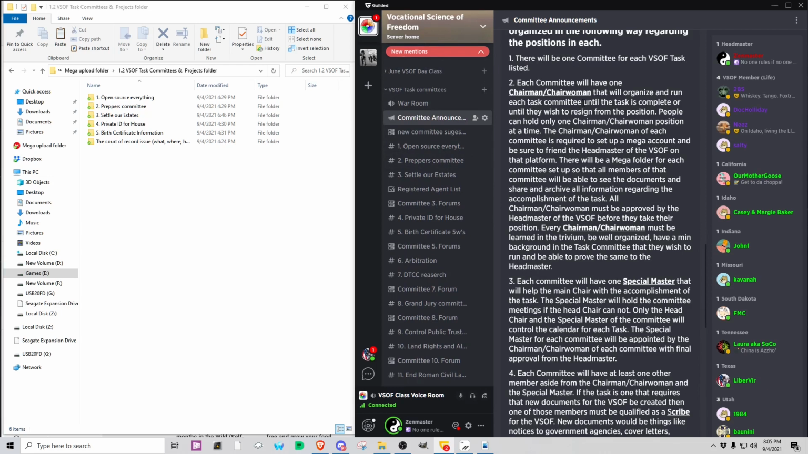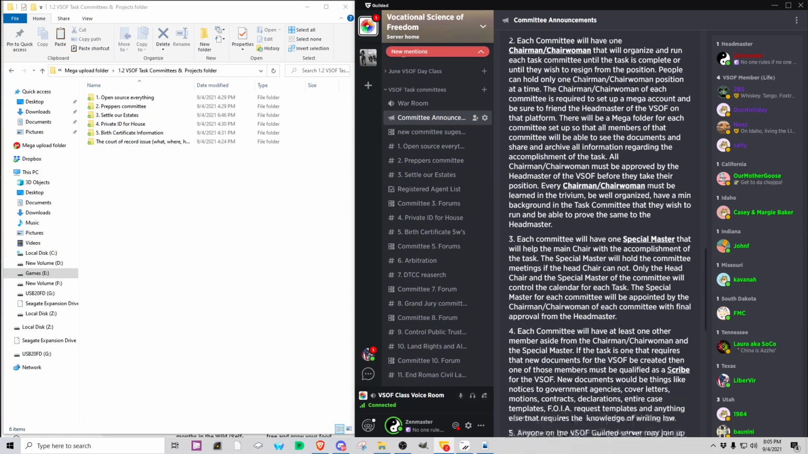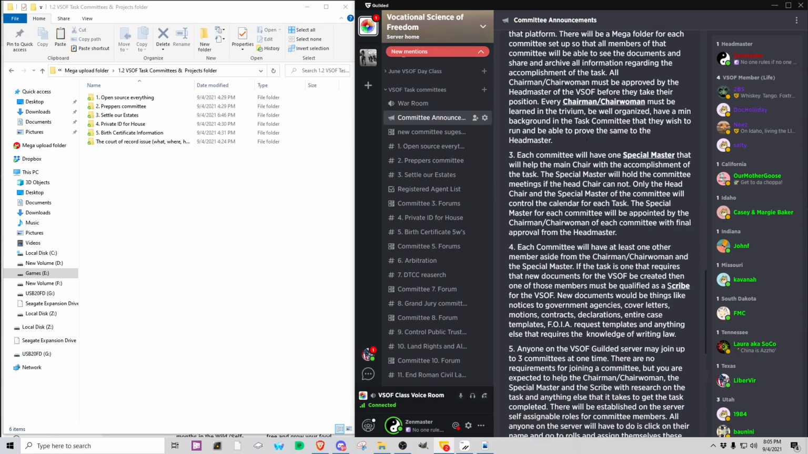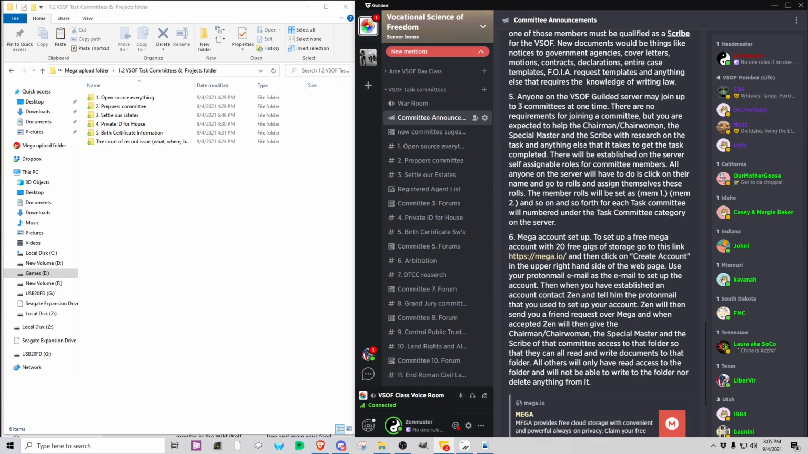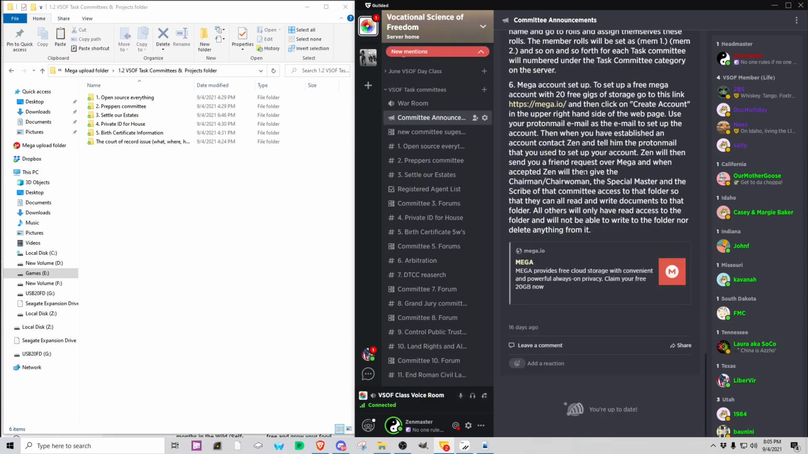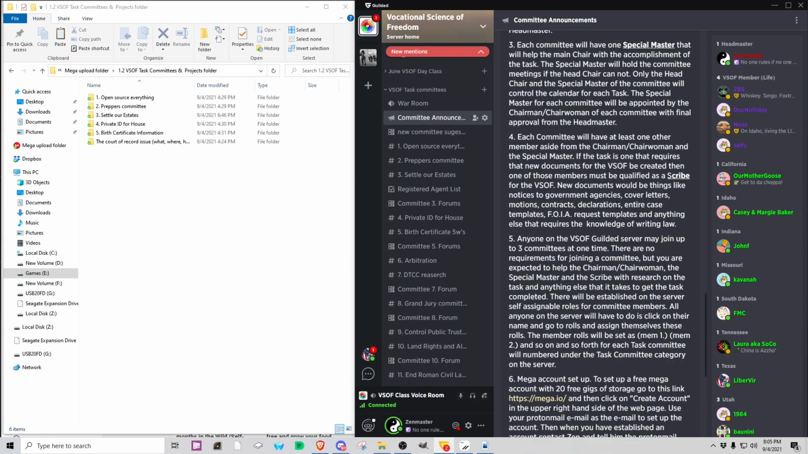In the announcement, this is the organization of the positions. It describes the chairwoman, chairperson, chairman, the special master, and then what their duties are, and then how the organization is going to be set up, the members, how to set up the mega account if you want to be a chairman, chairwoman, or a special master or a scribe. And I will do a separate post, a separate announcement regarding how to qualify as a scribe.